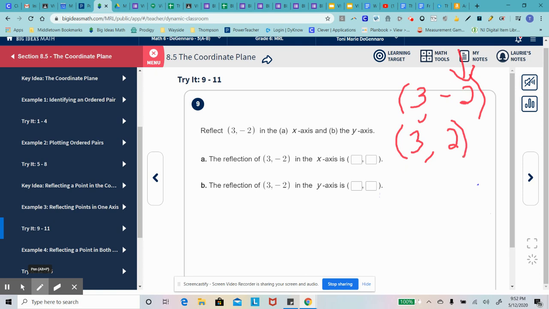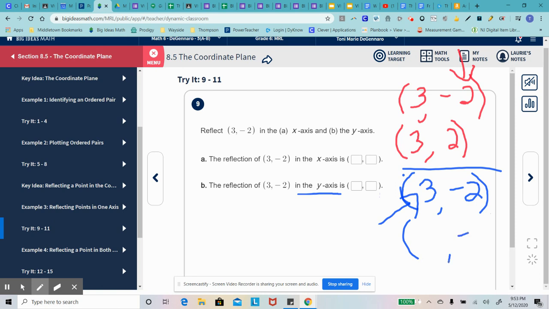Okay, I'm going to change my color, and we're going to do it again. This time go back to the original, (3, -2). And this time it's saying in the y-axis. That means your y is going to stay the same, so your x is going to be changing; find the opposite. So we're going to have this -2 stay the same, but the +3 now becomes -3.